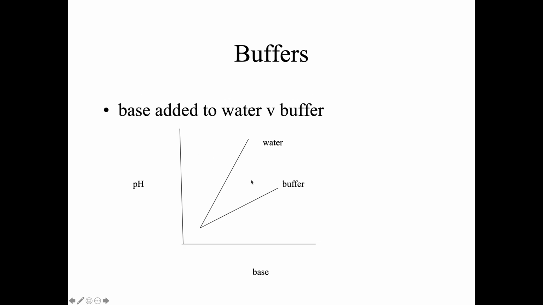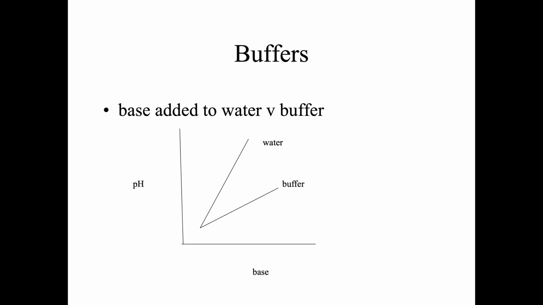The same buffer can neutralize base. So this is a similar graph. If I add base to water, the pH will go up, and it will go up very quickly. But if I add base, hydroxide ion, to a buffer, it goes up, but much more slowly. Okay, so that's what they do. They resist changes in pH.